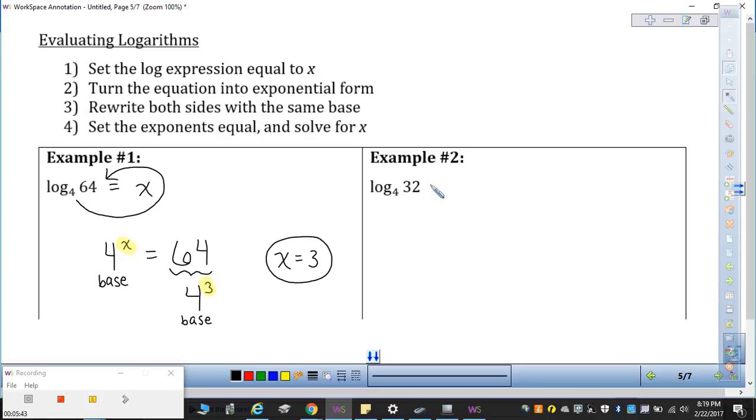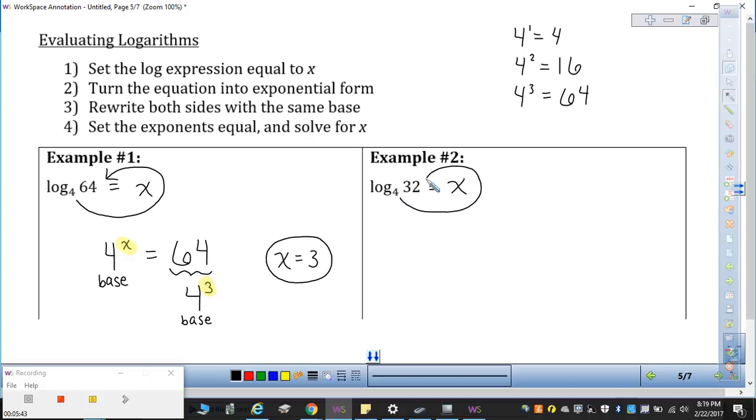If we think about setting this equal to x and thinking 4 to some power equals 32, it doesn't perfectly align with the powers of 4. 4 to the first power is 4, 4 to the second power is 16, 4 to the third power is 64, and 32 is not in there. And so we will have to do a little bit more work on this one. So let's practice following the same process.